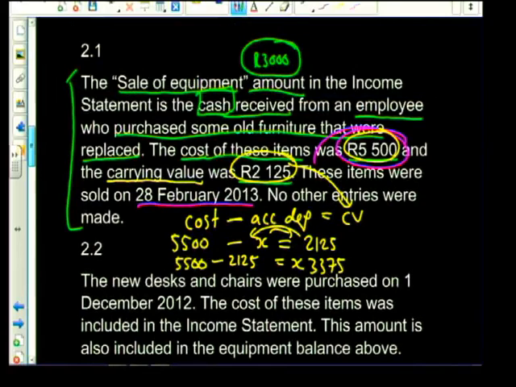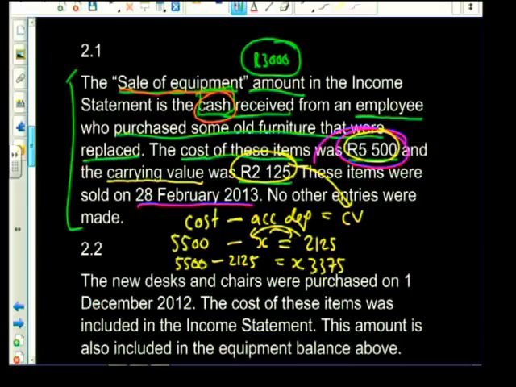Here it tells us cash received from an employee. Circle it in a different color. So if I received cash for sale of equipment, that obviously means that the employee must have paid me that money in cash. That's this 3,000 Rand that he paid us, that the inexperienced bookkeeper recorded as sale of equipment.